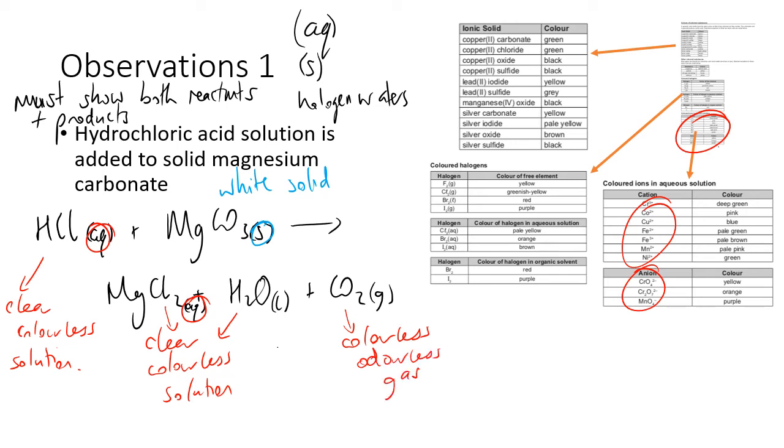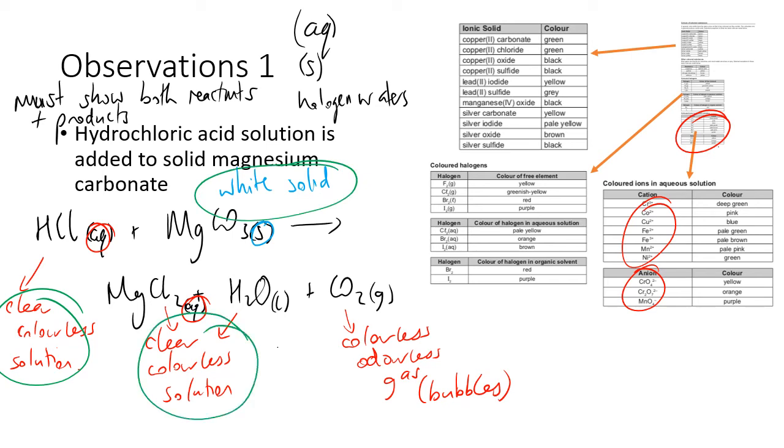Okay, now it's a colorless, odorless gas which is produced off a solid which is in a solution. So this will also form bubbles. So you can say it's bubbles of a clear colorless gas. Right. So this one is a clear colorless solution is added to a white solid to form a clear colorless solution, and a colorless, odorless gas in the form of bubbles appears. Right? So we're showing both reactants and products when we write out our description.